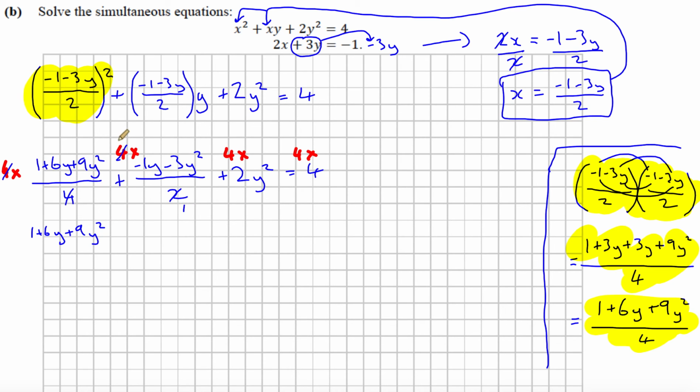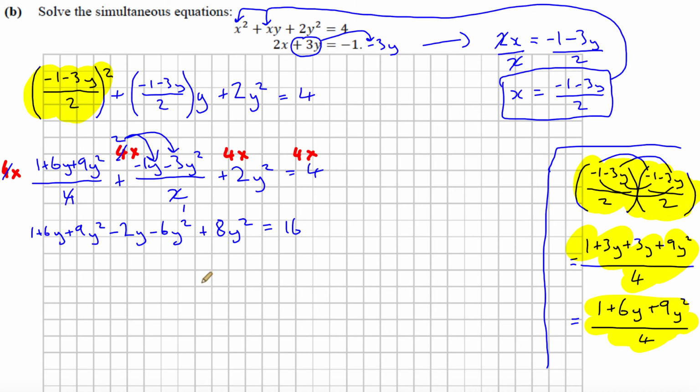2 into 2 goes once, 2 into 4 goes twice, so that's going to give me 2 times this, and then 2 times that. So 2 by minus 1y is minus 2y, and 2 by minus 3y squared is minus 6y squared. Here then, 4 by 2y squared gives me 8y squared. On the other side, 4 by 4 is 16.